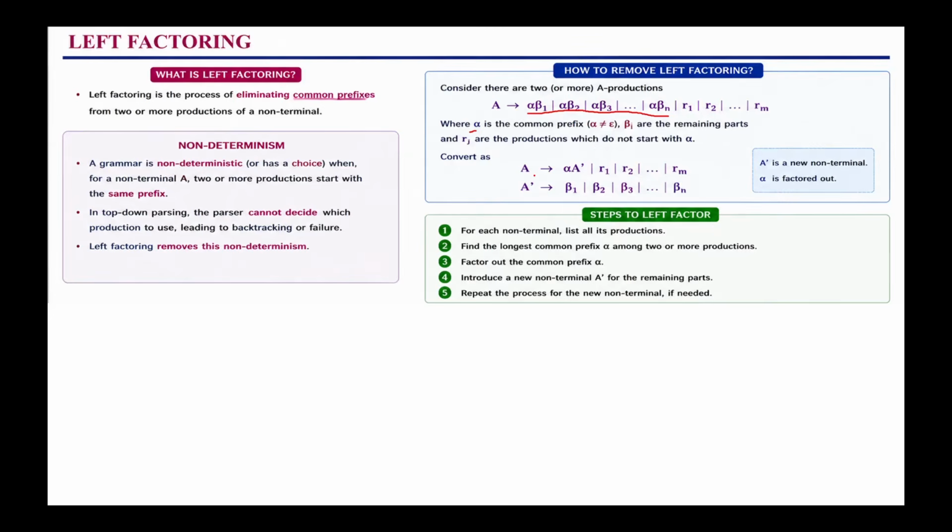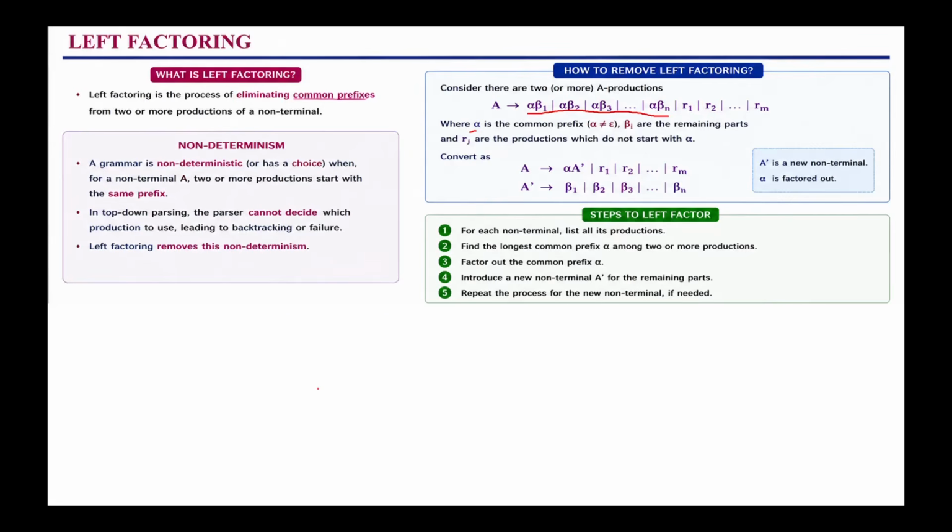So how can we do it? A tends to alpha A dash, rest of the production. Then A dash tends to beta. Just we are going to split it. A dash is a new non-terminal. Alpha is factored out here. We are trying to factor out this alpha. So A tends to alpha beta is there. Very simple. A tends to split this: alpha A dash, A dash again tends to beta 1, beta 2, beta 3, beta n. Simple.